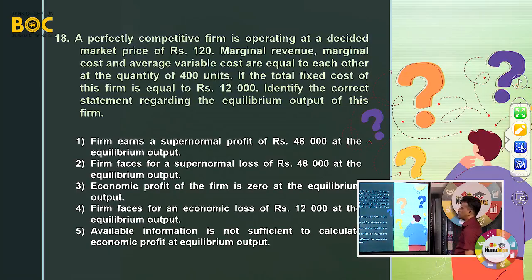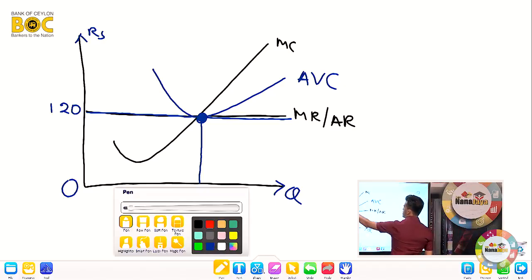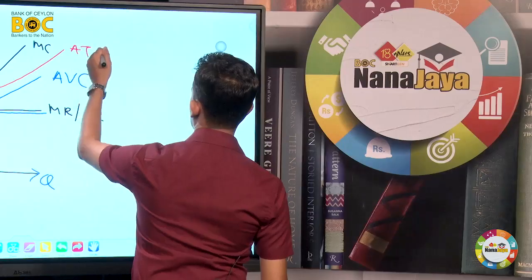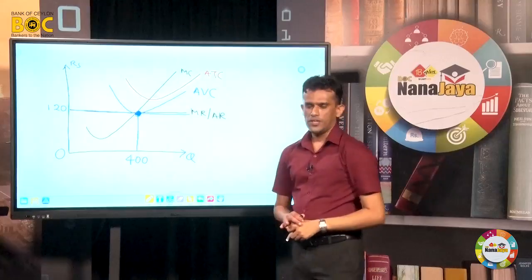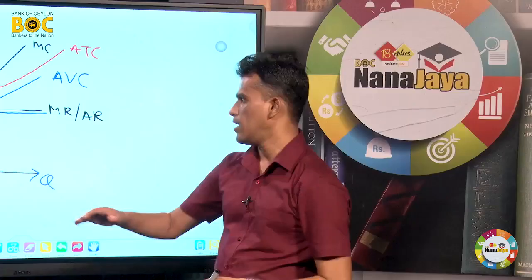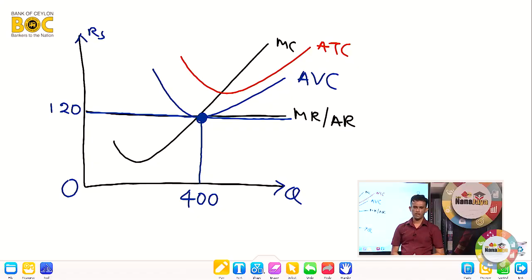If the total fixed cost of the firm is rupees 12,000, identify the correct statement regarding the equilibrium output. We'll go back to the question. Now, if average variable cost is going like this, the average total cost must be on the top of AVC. Average total cost is average variable cost plus average fixed cost. Therefore, if AVC is this, ATC must be on the top of AVC. And the firm is producing 400 units.